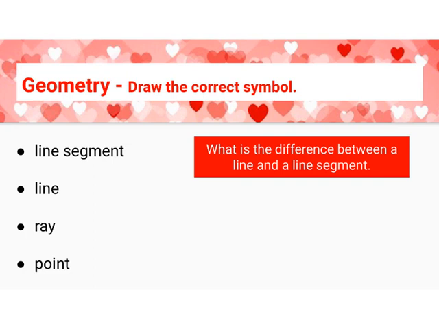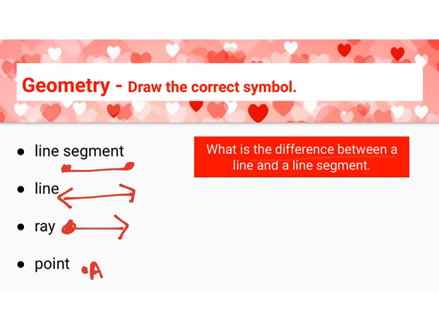All right, now we have to draw the correct symbol. A line segment, remember, has a definite beginning and a definite end. A line goes on forever and ever and ever both ways, so we put arrows. A ray has a starting point, and then it goes on forever in the opposite way, and a point's just this little bitty teeny tiny dot. Remember, we label those with a letter.